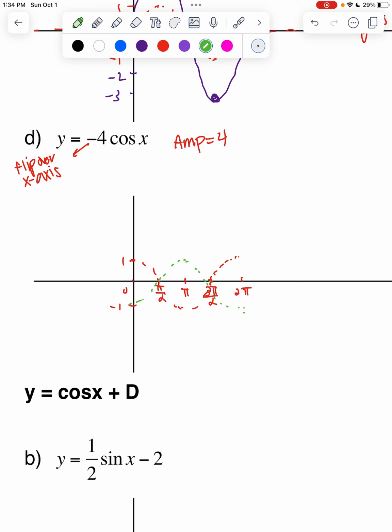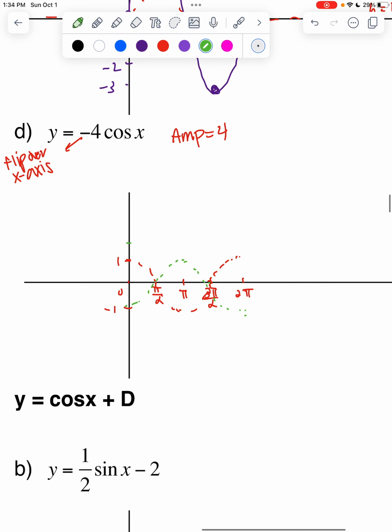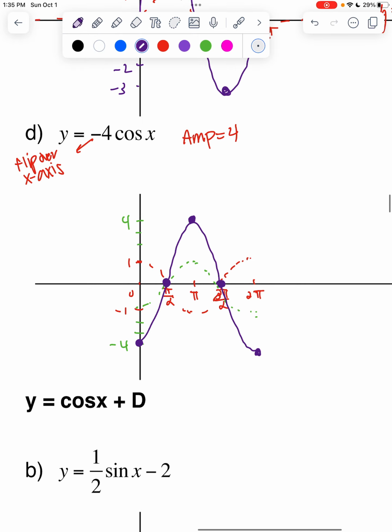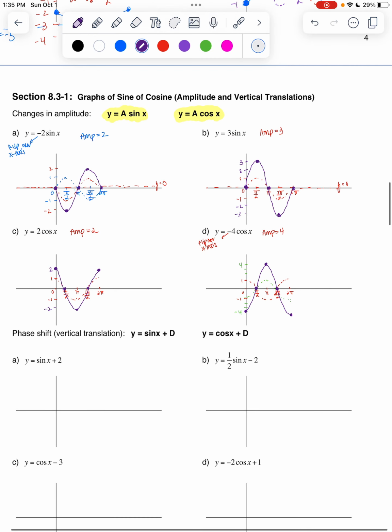Our midline is still at y is equal to 0, so I'm just going to amplify everything to 4. Actually, my first point is going to start at negative 4. We're just going down 4 from our midline of 0. Still going to have that point there on my x-axis. I'm going to go all the way up to a positive 4, back down here, and finally back down to a negative 4. So this is our new function right there. Okay, so that's all we do when we're dealing with amplitude.